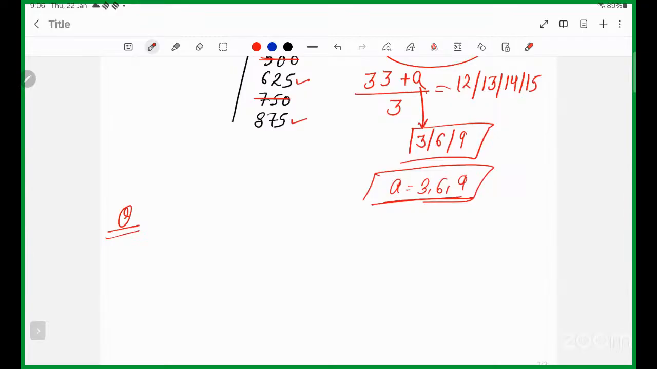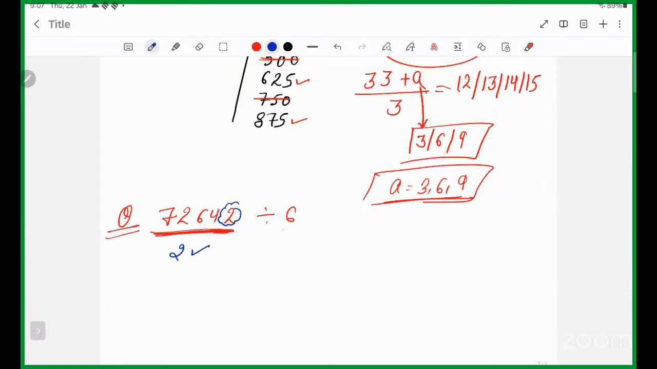One more question. I have to check whether this number is divisible by 6 or not. So what I will do, first I will divide this number by 2. As last digit is 2, I know this number is divisible by 2. So it is divisible by 2.